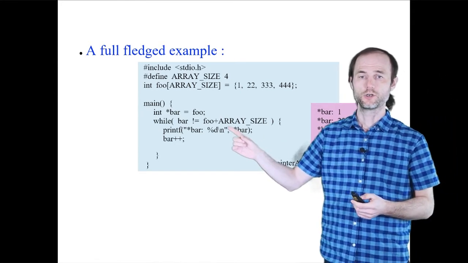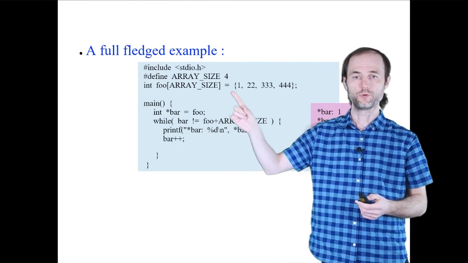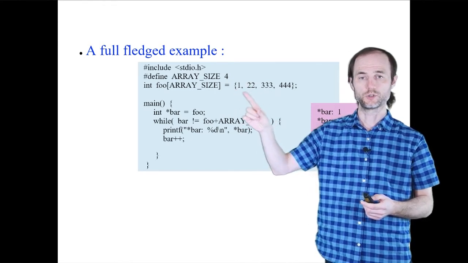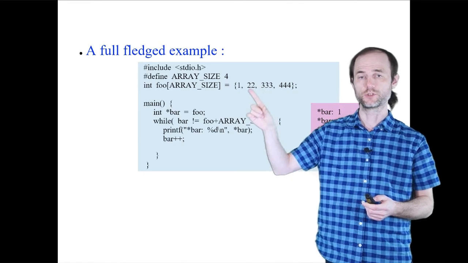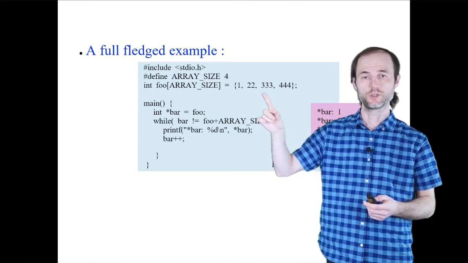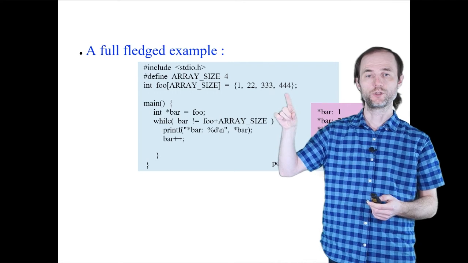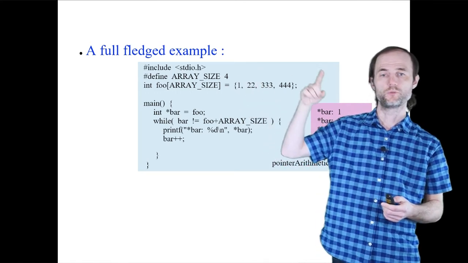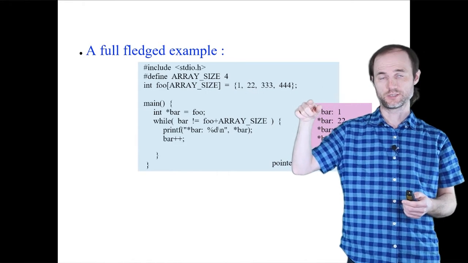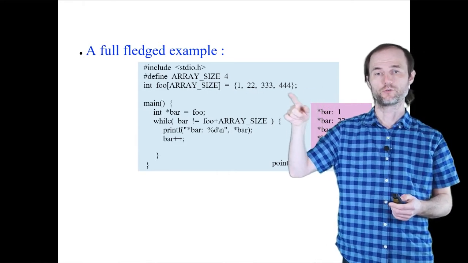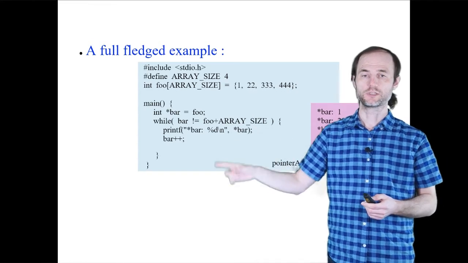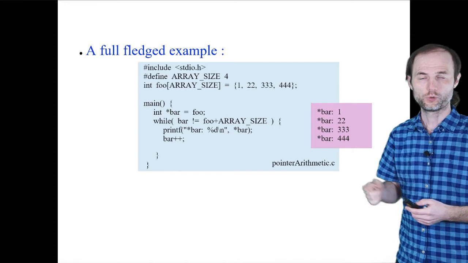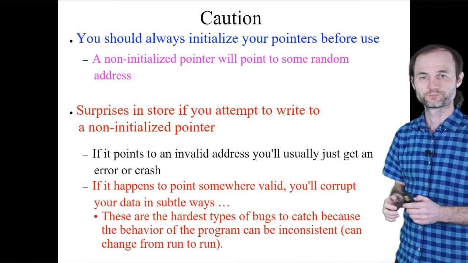So here, bar equal to foo is the 0th element. Bar plus 1 will be the first. Bar plus 2 will be the second. And bar plus 3 will be the third, the last element of the array. And bar plus 4 will be the one element that doesn't exist. It's the element that would be after 444, the last element. That's precisely why the print loop goes over all the elements of the array.